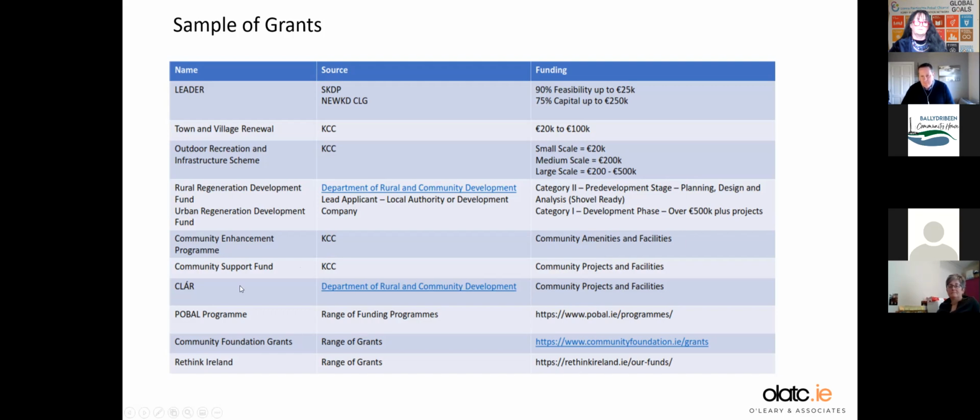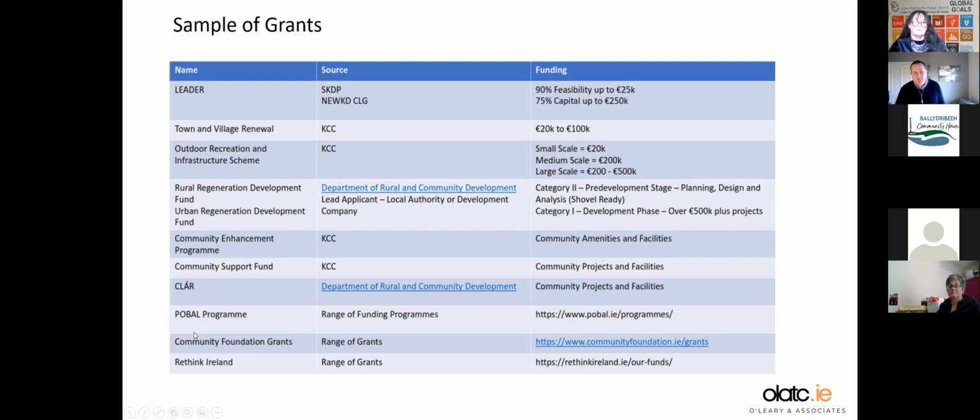CLAR Programme is for projects based in CLAR areas. CLAR areas are those considered in some way disadvantaged. Pretty much all of Kerry is CLAR. There are certain areas not covered under CLAR, but a lot of areas are, and they've got CLAR funding for those areas.